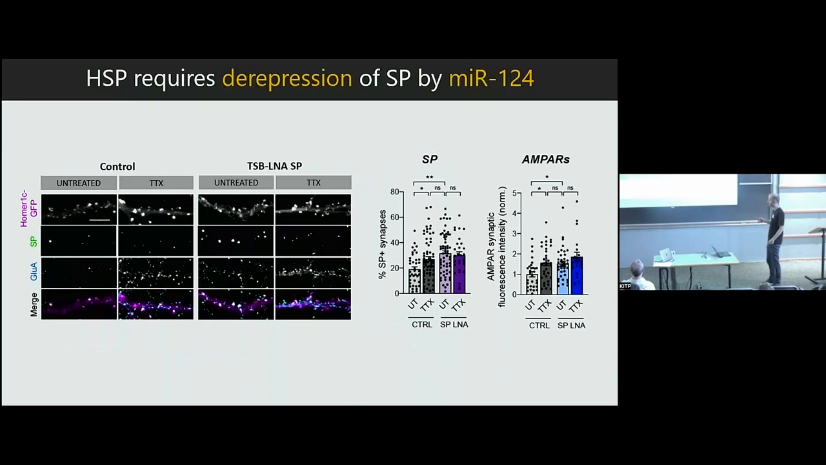I'm just showing briefly the results for this last approach using immunostaining. Here you have the control experiments, where neurons respond to the TTX treatment by increasing the size of the synapses, the synaptopodin expression, and AMPAR accumulation. By introducing these locked nucleic acid sequences, you can see that we have a full occlusion of the plasticity, suggesting that the expression of synaptopodin regulated by miR-124 is responsible for the homeostatic plasticity.